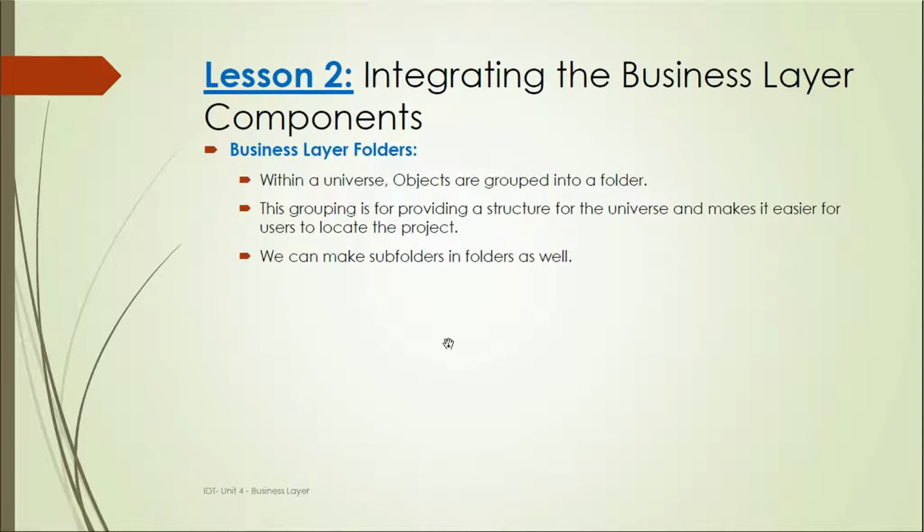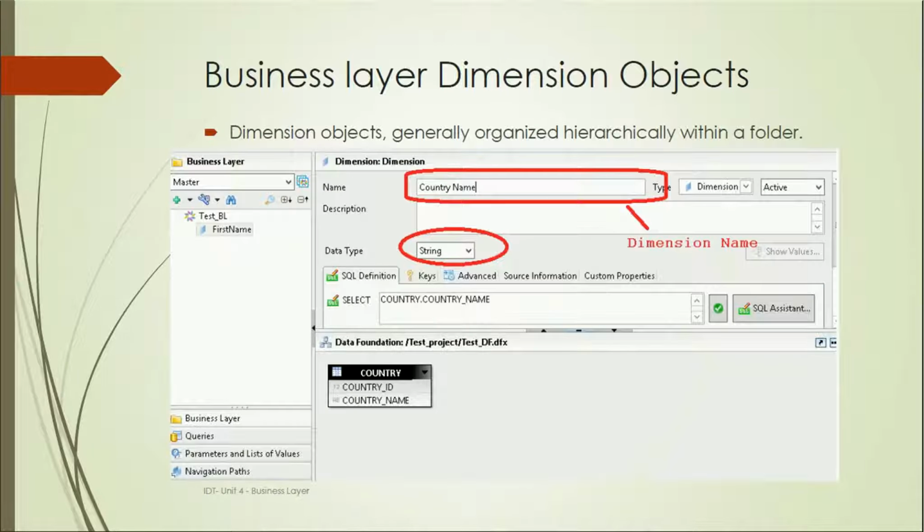Coming to integrating the business layer components, how we can integrate. Within a universe, objects are grouped into a folder. This grouping provides a structure for the universe and makes it easier for users to locate the project. And we can make subfolders in folders as well. So whatever the layout or structure there is in the business layer as a universe, it is all about folders and objects under it, or folders, subfolders, and in a subfolder also we can have many objects. So it is the structure.